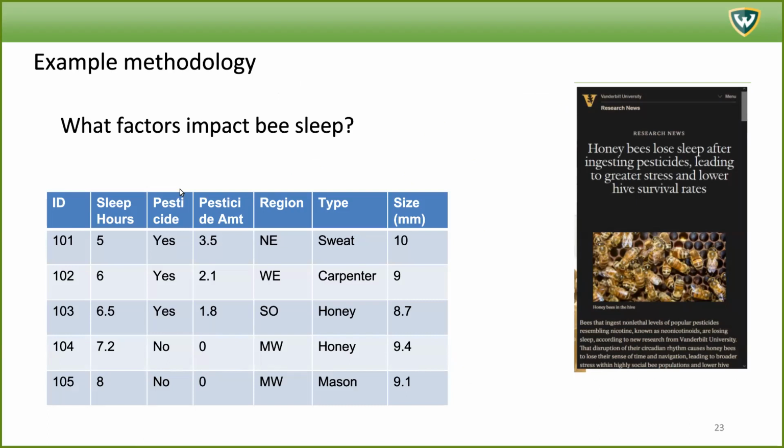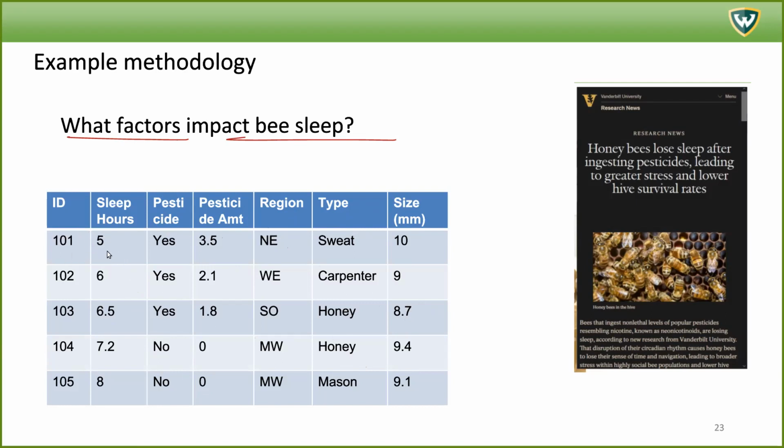We don't need to get deep into it, but hopefully you can get the main idea that, let's say, for example, we're interested in the factors that impact bee sleep. That's our research question. What factors impact bee sleep? We have some data about bee sleep. Here I just have 5 records, but let's assume we have multiple records. And yes, we definitely want to make sure that our data is collected in a reliable way, that it's representative. If you just get some random bees, a few bees here and there, it doesn't matter what method you employ, your information is not going to be reliable.